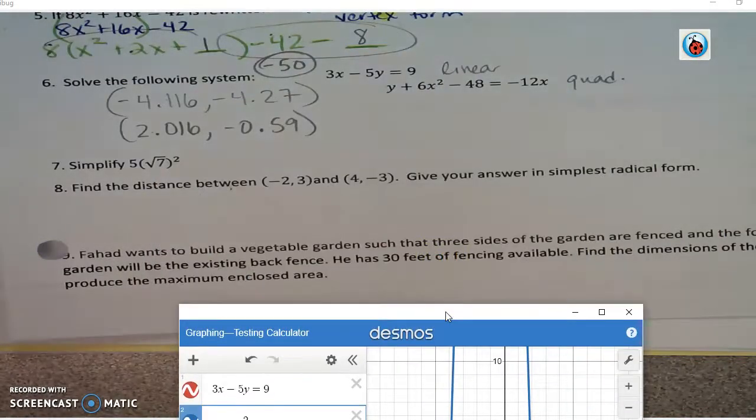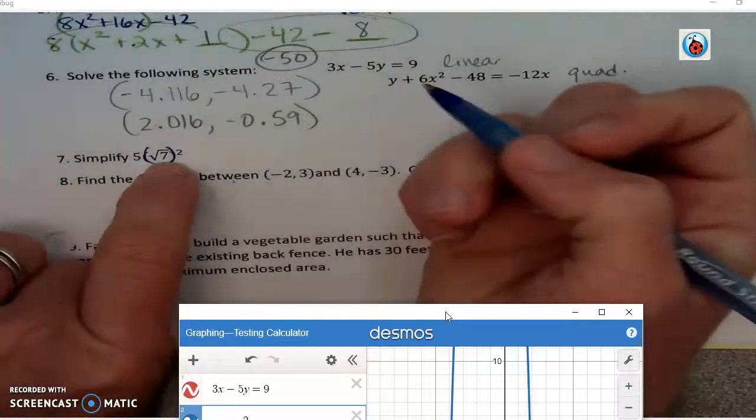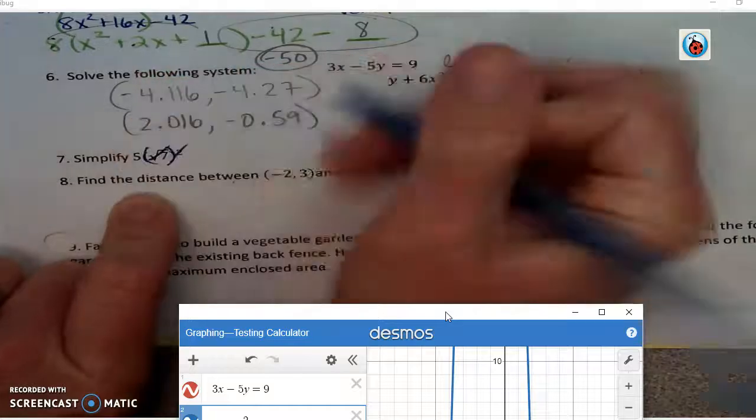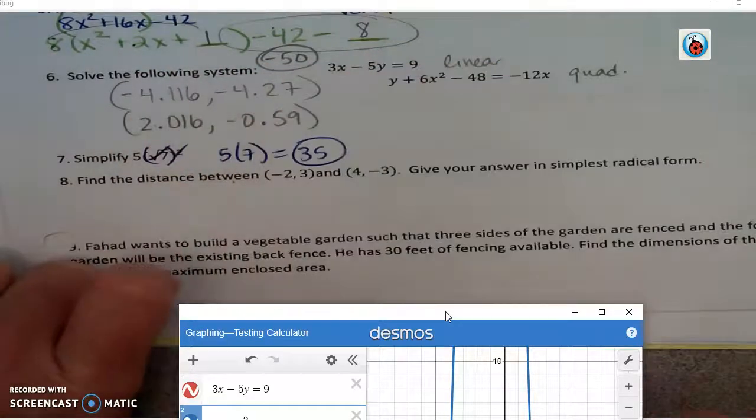All right, number 7, simplify 5 square root of 7, squared. Notice that the square only goes with what's in parentheses, which is the square root of 7. So the square root and the square cancel, so you're left with 5 times 7, which is just 35.